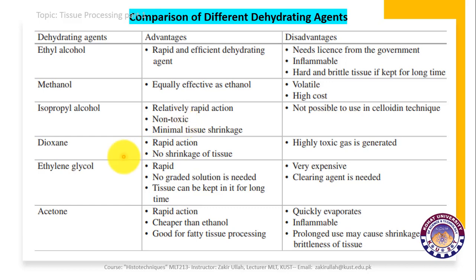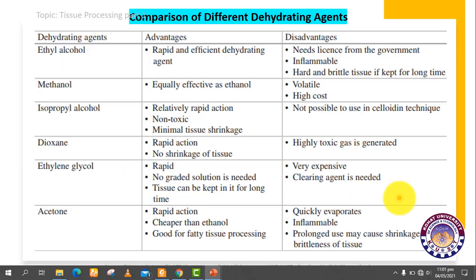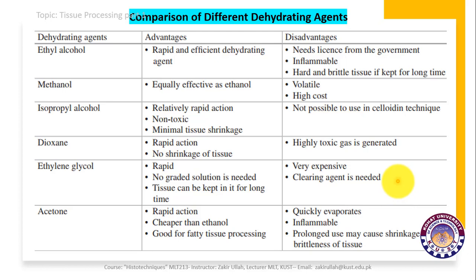Dioxane is a rapid acting agent and it does not shrink the tissue, but a highly toxic gas is generated in case of dioxane. Ethylene glycol is also a rapid dehydrating agent and it does not require graded solutions, and the tissue should be kept in ethylene glycol for a longer time, but the issue is that this is very expensive and a clearing agent is required in case of ethylene glycol.